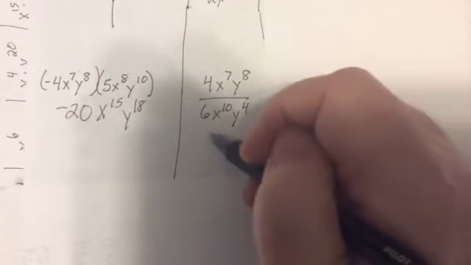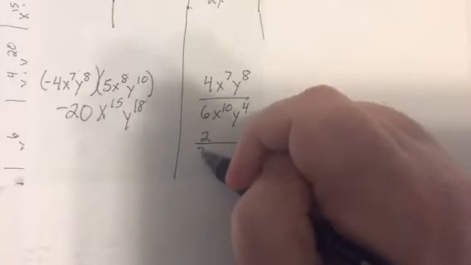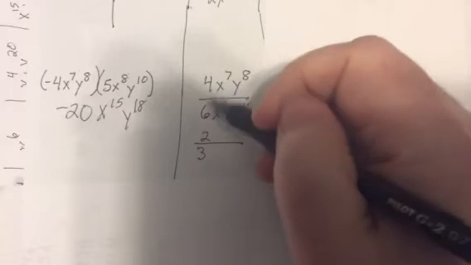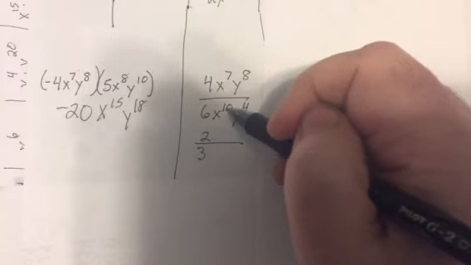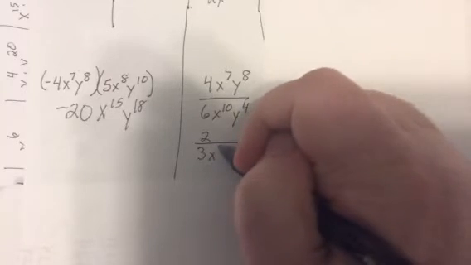Okay, reduce it. That'd be 2 over 3. 2 goes into both. But coefficients, numbers out front, are different than powers. Powers you subtract, so 10 is bigger, so it goes on the bottom.